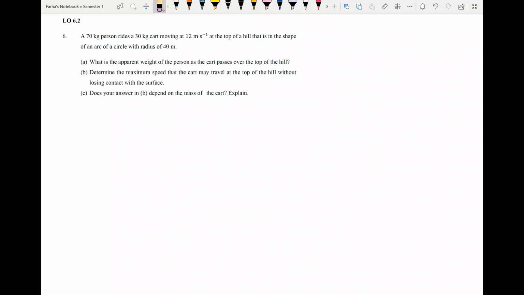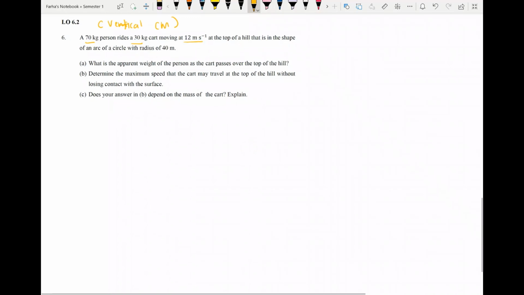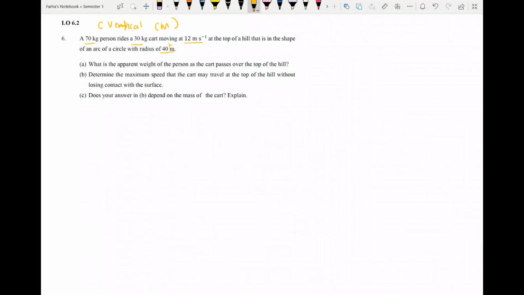Okay, question number 6. Okay, soalan number 6 ni melibatkan vertical circular motion. Okay, kita ada 70 kg person, right, 30 kg cart, moving with velocity 12 meter per second. Okay, so at the top, kalau kita nampak sekarang, radius dia adalah 40 meter. What is the apparent weight of the person as the cart passes over the top of the hill? Okay, jadi kita perlu cari normal force dia. Apparent weight ni adalah sama dengan normal force.